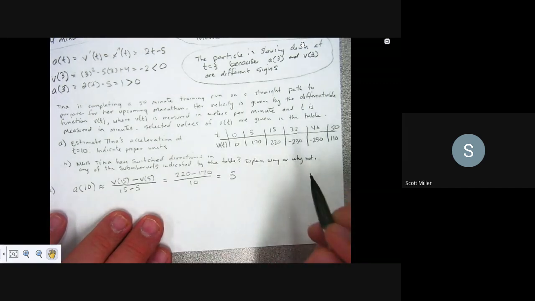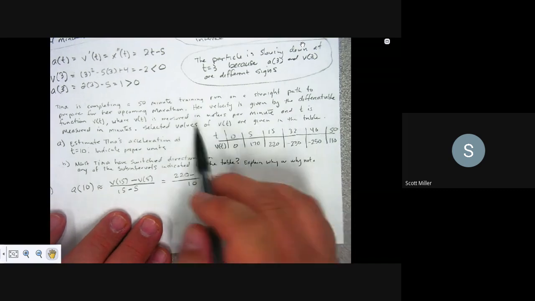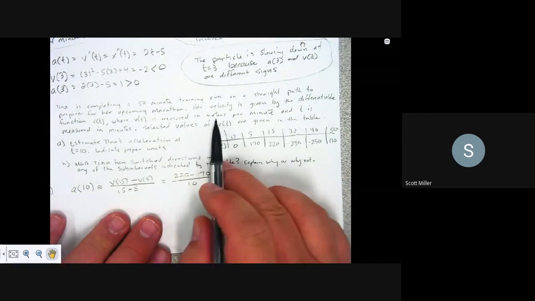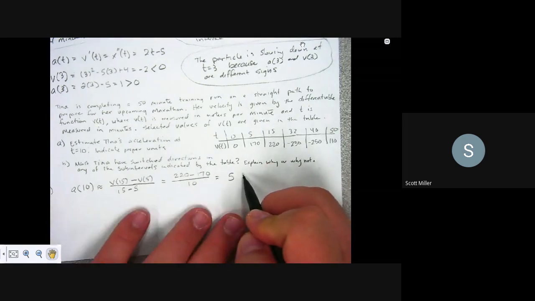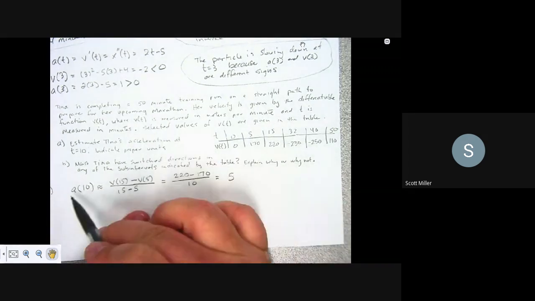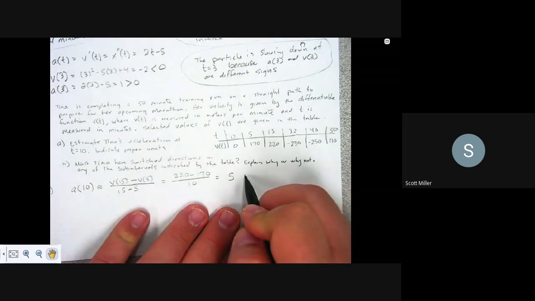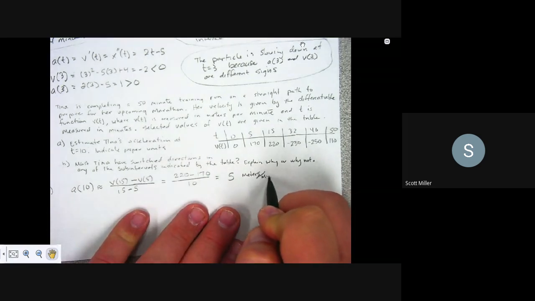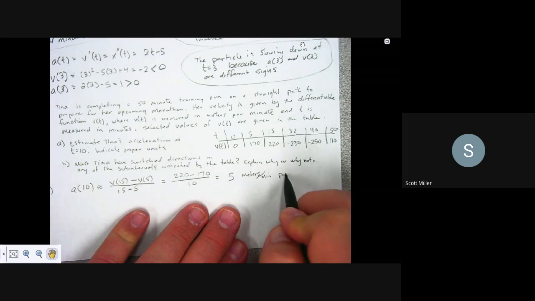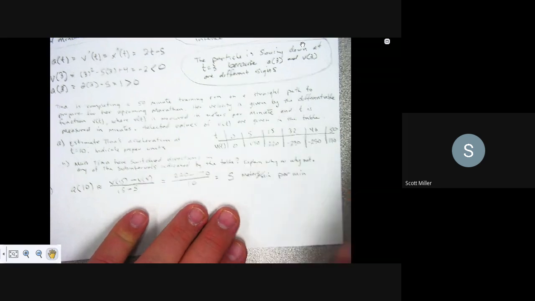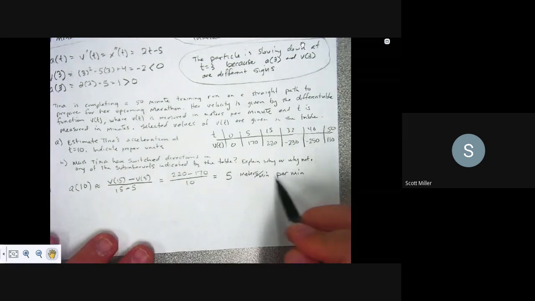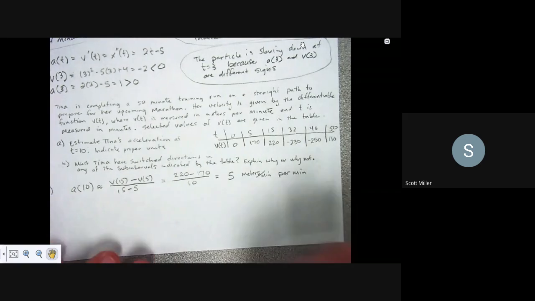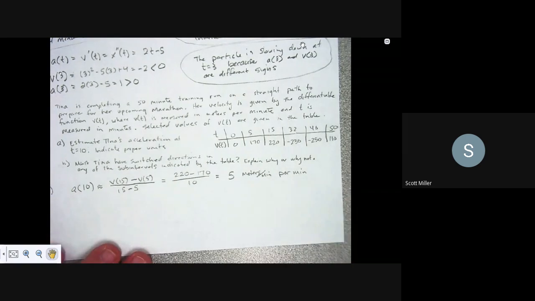And then what units am I going to have? Well, the units of V are meters per minute. T is in minutes, so it is the units of the function above, meters per minute, and then per minute, the units of time. You can also put it as meters per minute squared, which is also acceptable. That is the acceleration.